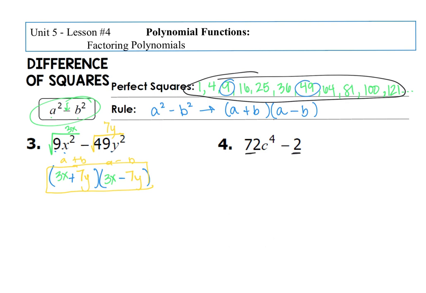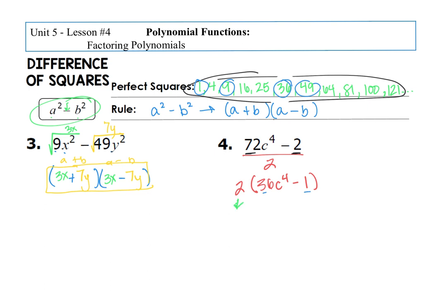And if you're looking at 72c to the 4th minus 2, you should be able to notice that they're both even. They can both be divided by 2. So that's our greatest common factor. We'll divide that out of each term. So what that gives us is 2 parentheses 36c to the 4th minus 1. Now what's so neat about this is this 36 and 1 are both on my perfect squares list. So now I truly can do a difference of squares factoring.